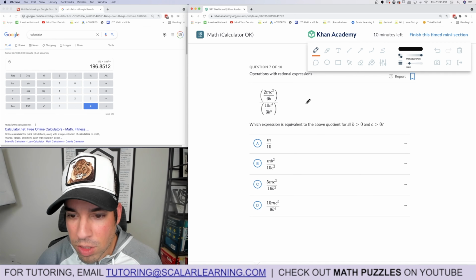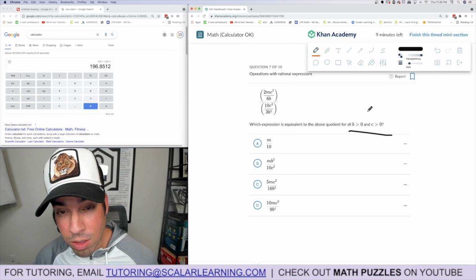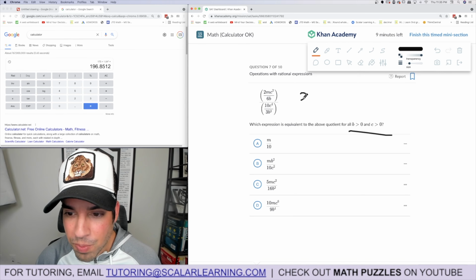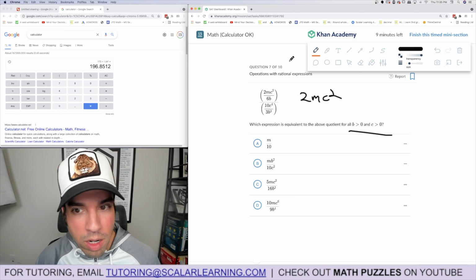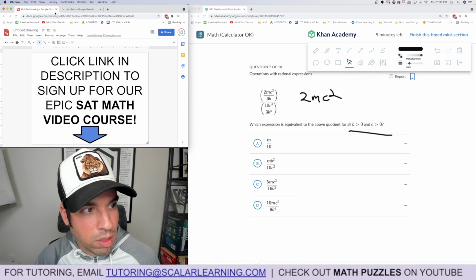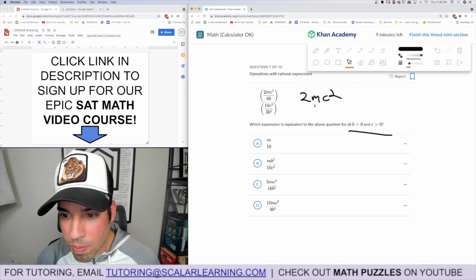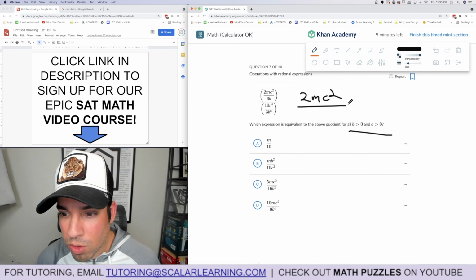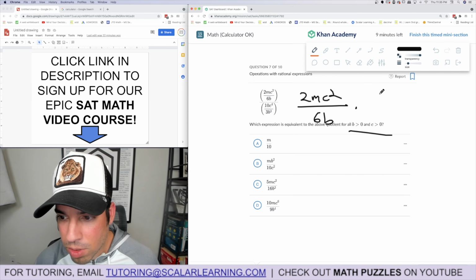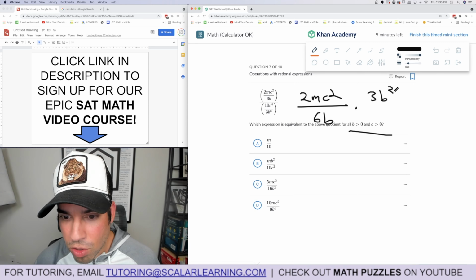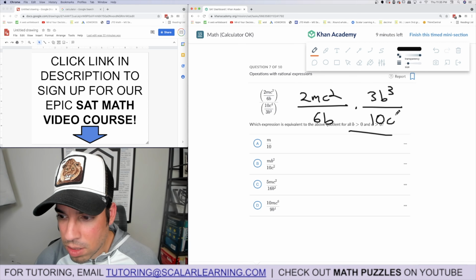Which expression is equivalent to this? Okay, again, you don't have to worry about those. That's just ensuring we don't divide by 0. 2mc squared over 6b times 3b cubed over 10c to the fourth.